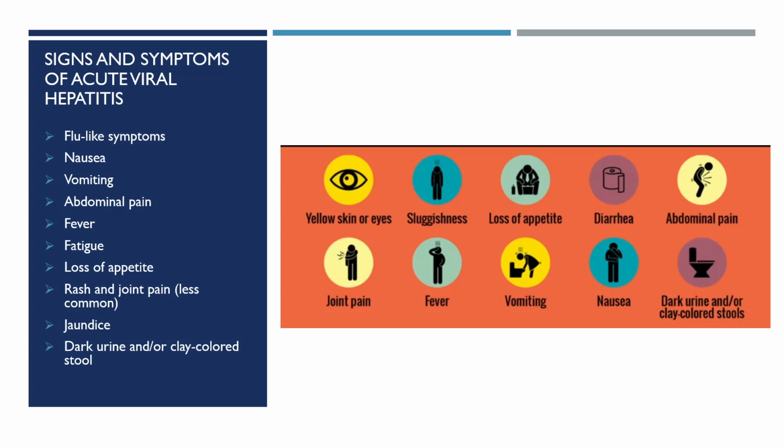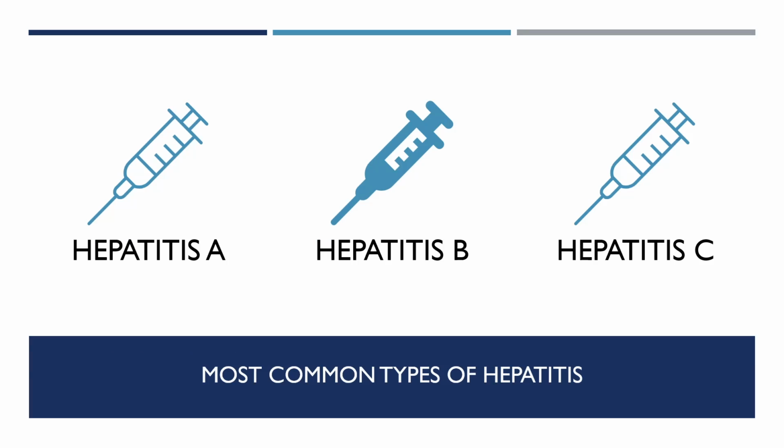Signs and symptoms of acute viral hepatitis are viremia, which leads to flu-like symptoms, nausea, vomiting, abdominal pain, fever, fatigue, loss of appetite, rash, and joint pain, which is less common, jaundice, dark urine, and or clay-colored stool. The most common types of hepatitis are A, B, and C.